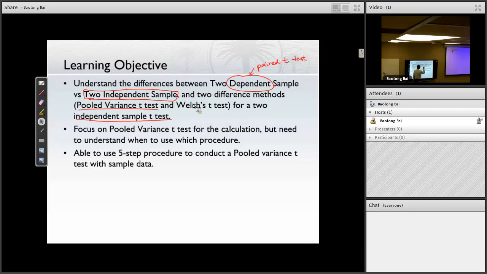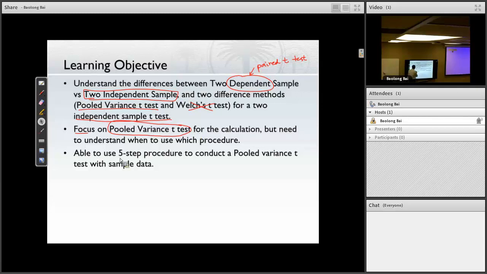For the other, the Welch variance t-test, as long as you know the name of it and you know what it means, that's good enough. We are not going to go through the process of it. So we're only going to focus on pooled variance t-test. Make sure you are comfortable with the process here. The reason that we focus on pooled variance t-test is because the calculation is easier compared to the other variance t-test.